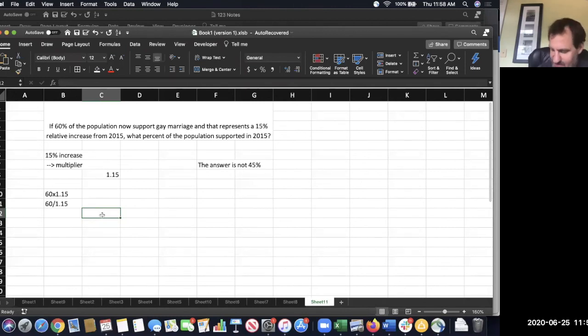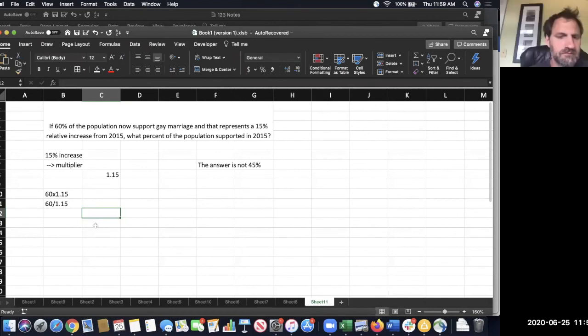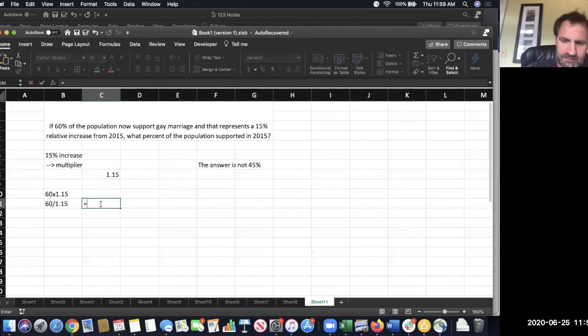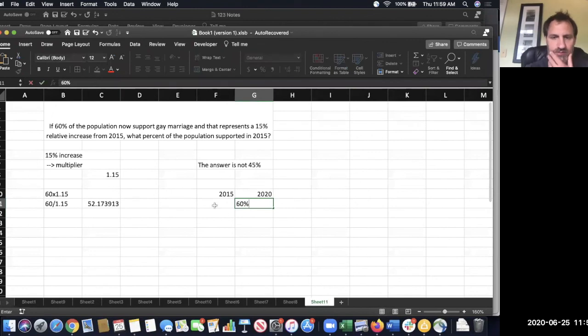Which one of those makes sense to you? Okay, so what makes sense to me is the 60 divided by the 1.15. And I agree with you because that gives us a smaller number, and a smaller number makes sense because we were talking about 2015 to 2020. We saw an increase in support, so this number should be smaller, 52.2%, something like that.